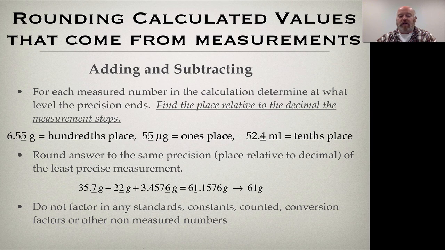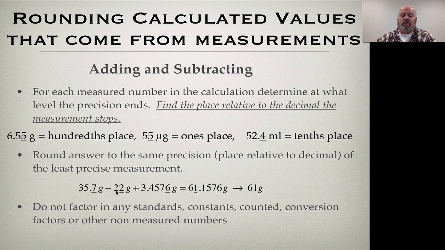If you add these all up, you get 61.1576 grams. However, looking at our precision, this measurement ended in the tenths place, this measurement ended in the ones place, and this one ended in the 10,000ths place. Because the last digit is always an estimate, not a guaranteed value, this is where we get to round. This 7 might be a little bit off, and here the 2 might be a little off. So it really doesn't matter what we're adding or subtracting down here, because they're way more precise than this measurement can give us.